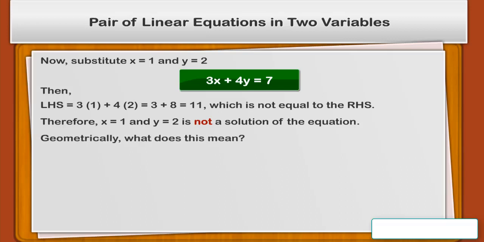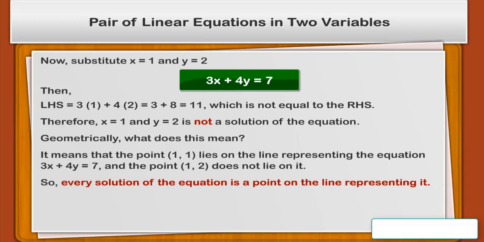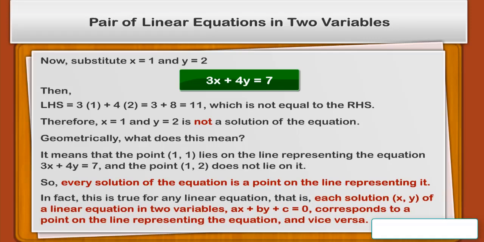Geometrically, what does this mean? It means that the point (1, 1) lies on the line representing the equation 3x + 4y = 7 and the point (1, 2) does not lie on it. So, every solution of the equation is a point on the line representing it. In fact, this is true for any linear equation, that is, each solution (x, y) of a linear equation in two variables ax + by + c = 0 corresponds to a point on the line representing the equation and vice versa.